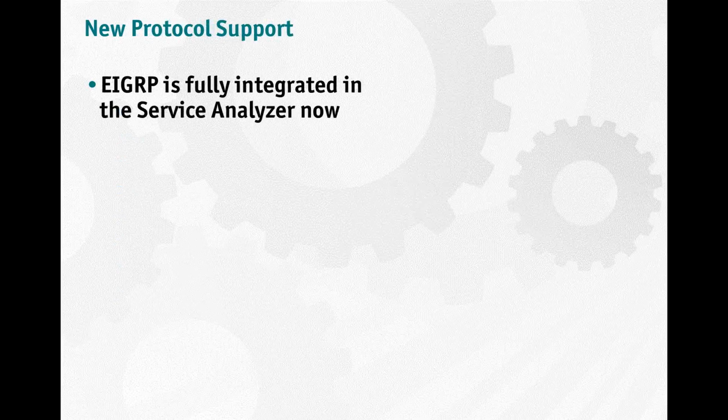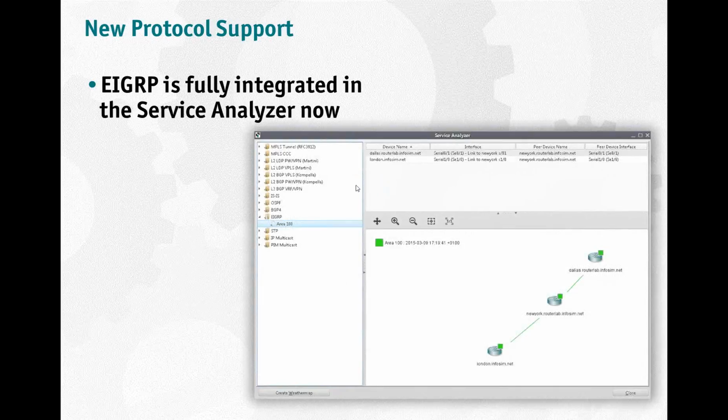For our telco customers, it's probably nice to hear that we also added a new protocol to our service analyzer, which is EIGRP. This information is read out from devices during the discovery, and you can then use the service analyzer to display the topology and information on your configuration in StableNet.